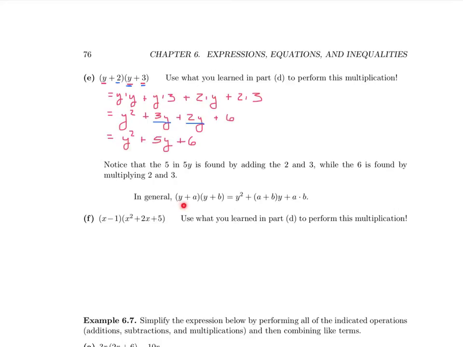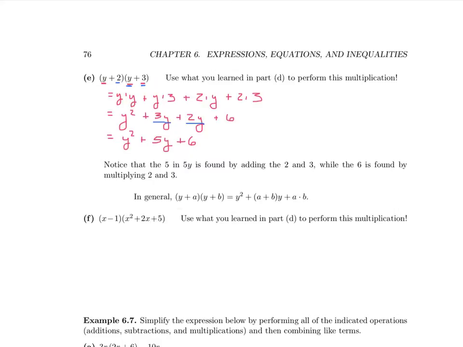Expressions of the form y plus a times y plus b, like you saw above, here a is 2 and b is 3. Expressions like this are very, very common in the study of algebra. So before moving on to part F, it's worth taking a moment to look at the information we've gained from working through a simplification of an expression like this.